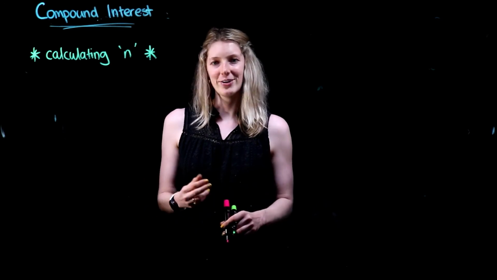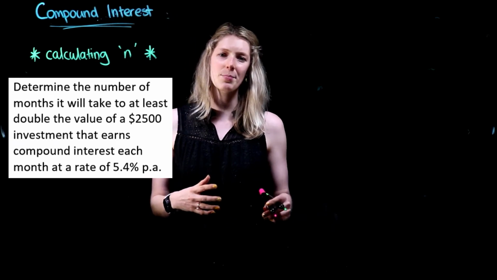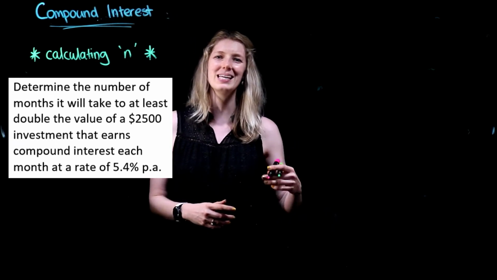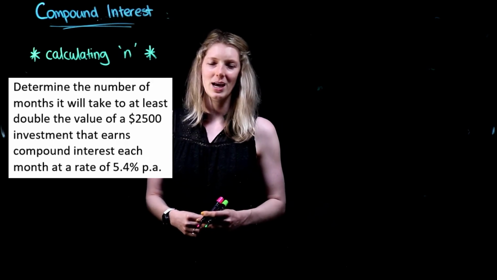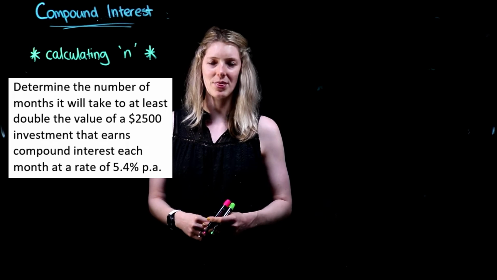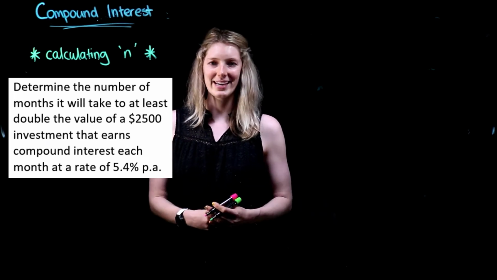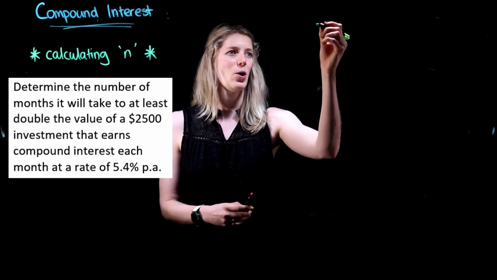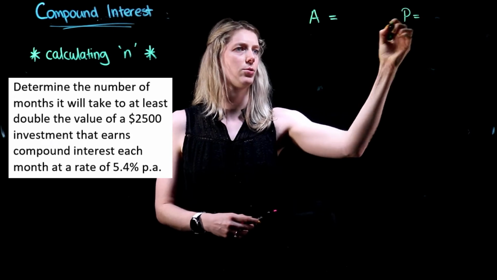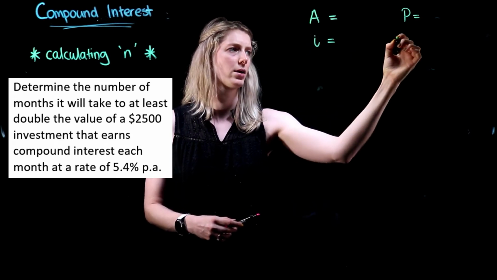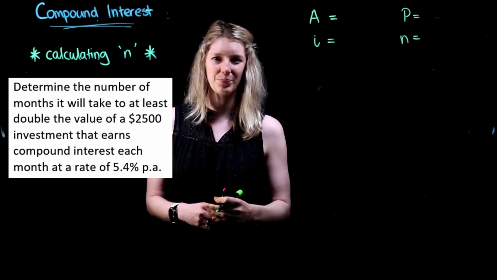Now we are going to start off by having a look at this problem here, whereby we've been asked to determine the number of months that it will take to at least double the value of a $2,500 investment that earns compound interest each month at a rate of 5.4% per annum. As we always like to do with our compound interest problems, we are going to start off by seeing which of our four variables we can define before we substitute into our formula.